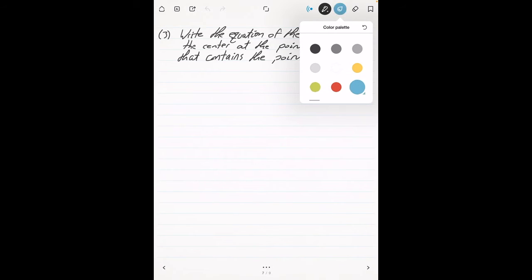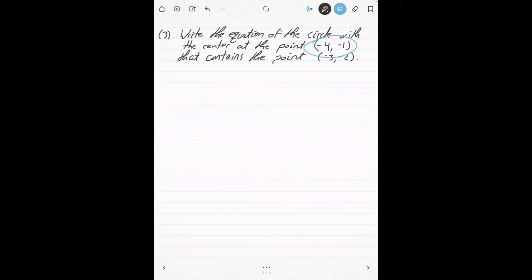Now let's try an example where we're given different information than we're used to seeing for determining the equation of a circle. In this problem, we need to write the equation of a circle with the center at 4, -1, and a circle that contains the point -3, -2. So write the equation of a circle with the center at this point containing this point. Well, what does that mean?